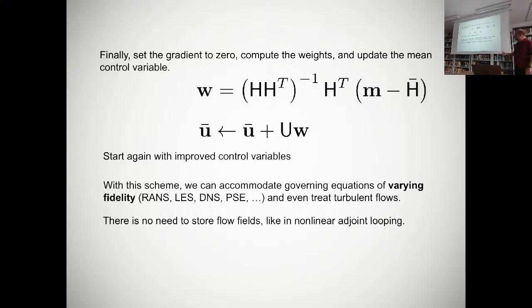So now with this scheme, we can accommodate governing equations of varying fidelity. We can mix and match RANS, LES, DES, DNS, PSE, whatever you have, and treat even turbulent flows. There is no shadowing, there is nothing. There's no Lyapunov divergence of the adjoint when you calculate backwards. All that is eliminated.